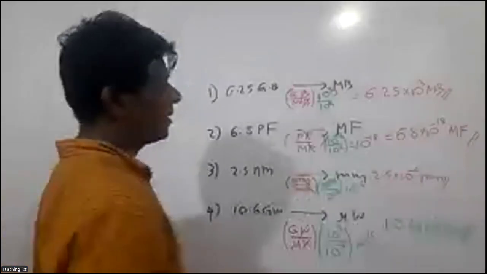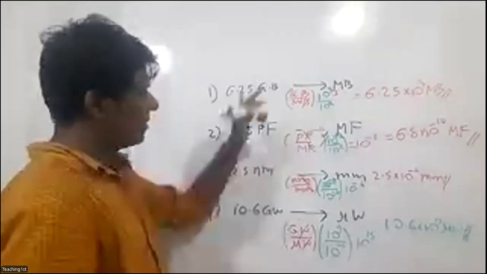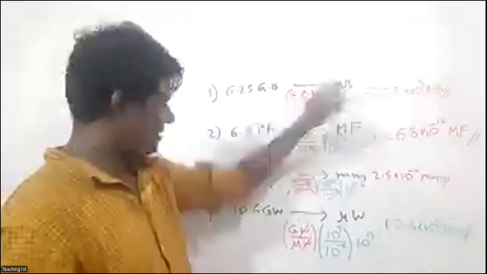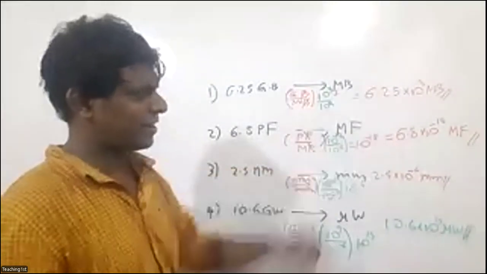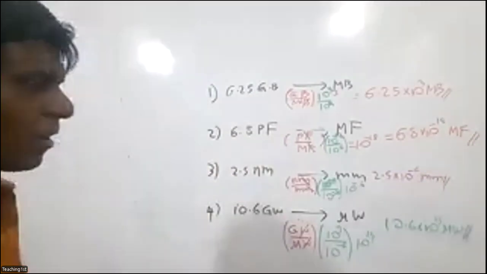Now, this is all about a single variable: gigabyte to megabyte, still in byte; picofarad to megafarad, still in farad. But sometimes we have to convert entirely with all the things together.